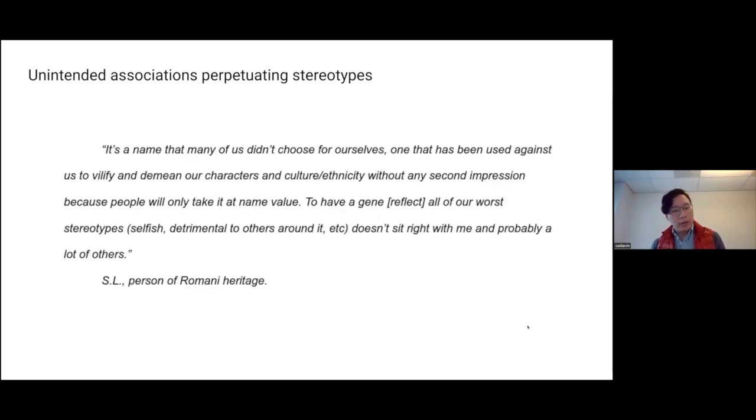So I can't really describe this as well as one person I talked to about this, who is a person of Romani heritage, and I'm just going to quote her here. So she said, "It's a name that many of us didn't choose for ourselves, one that has been used against us to vilify and demean our characters and culture and ethnicity without any second impression, because people only take it at name value. To have a gene reflect all of our worst stereotypes, selfish, detrimental to others around it, etc., doesn't sit right with me and probably a lot of others."